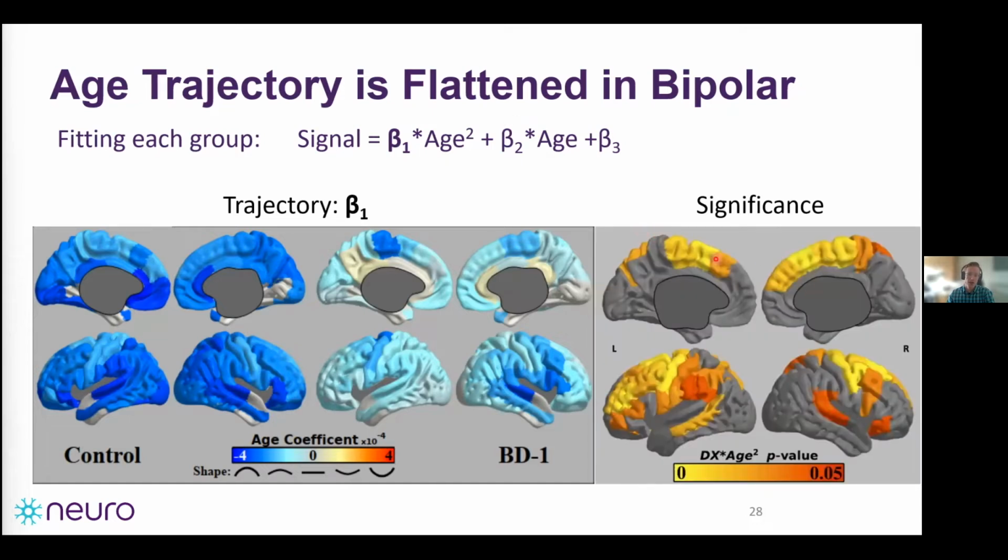And if we look at the significance of this coefficient across the brain, we see most significant regions ended up being the regions that peaked later. So again, these motor cortices regions, which are peaking potentially close to 40 years of age.